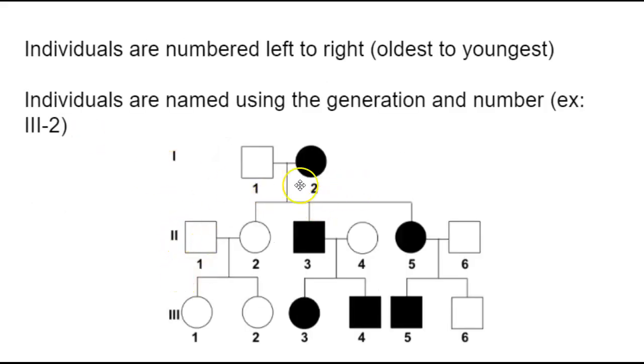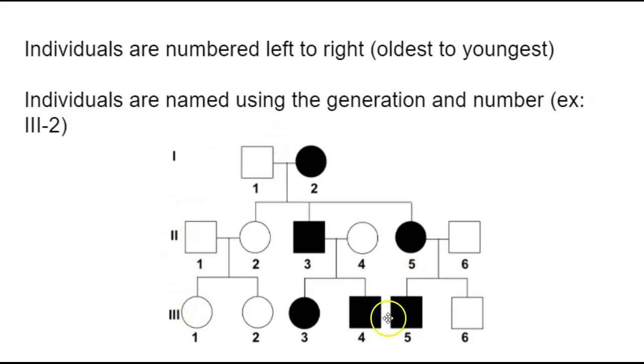When we number a pedigree, you'll notice on the left-hand side we have generations. These are written in Roman numerals. So these are the generations. Generation 1 is all the way across here. Generation 2, Generation 3. We number the individuals from left to right. So each row gets numbered. And these individuals go from oldest to youngest. So number 1 is always going to be the oldest in each row.